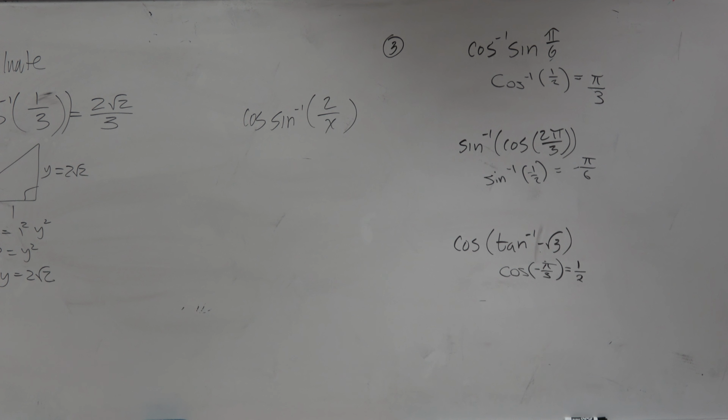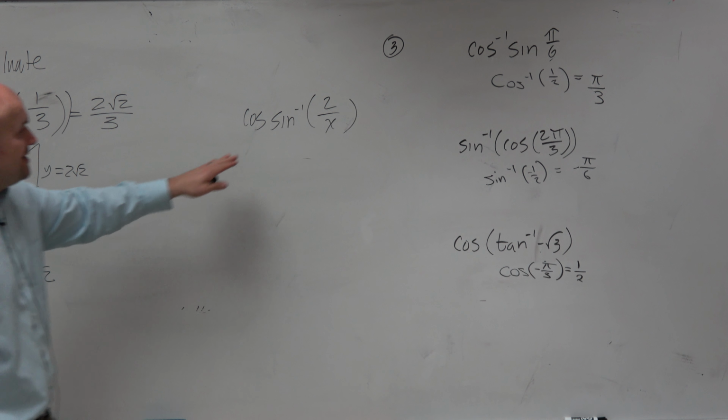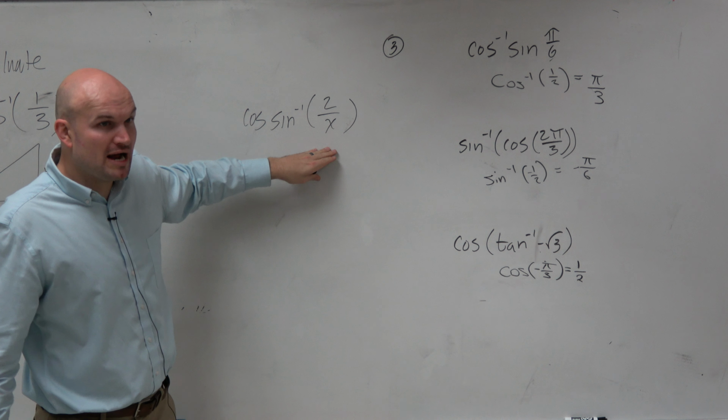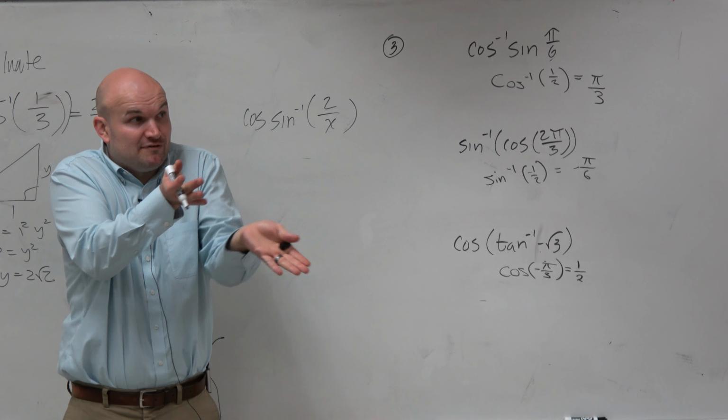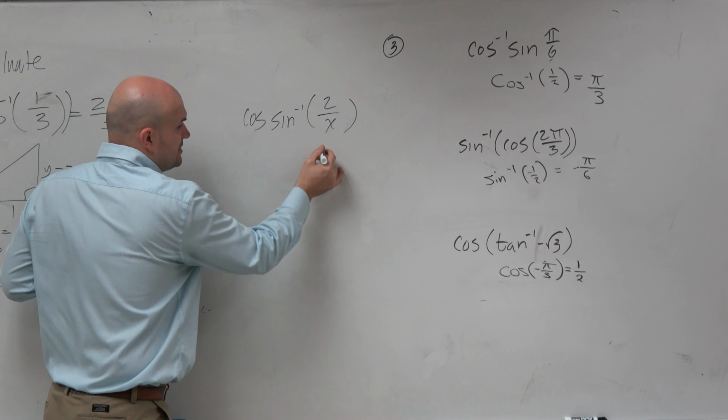A good thing to have written down. The next example, the same idea. We have the sine inverse is opposite over hypotenuse of some angle, right? Sine inverse, you're trying to find some angle. So again, I'm going to create a triangle.